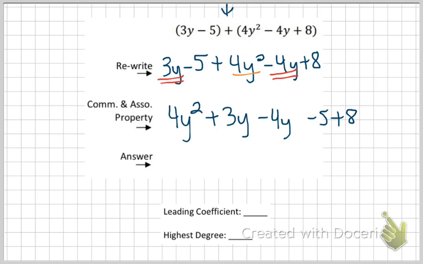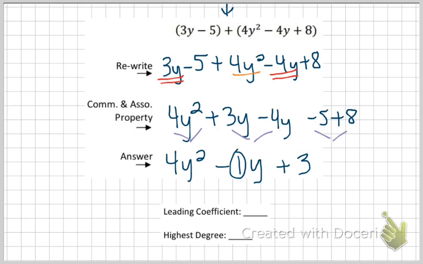That was the commutative property. Associative property says put together the like terms. Combine them. So y squared is the only one, so y squared doesn't change. 3 minus 4, so focus on 3 minus 4, and they have the y in common. So 3 minus 4 is negative 1, so minus 1y. Next one we have negative 5 plus 8 is a positive 3, so plus 3.